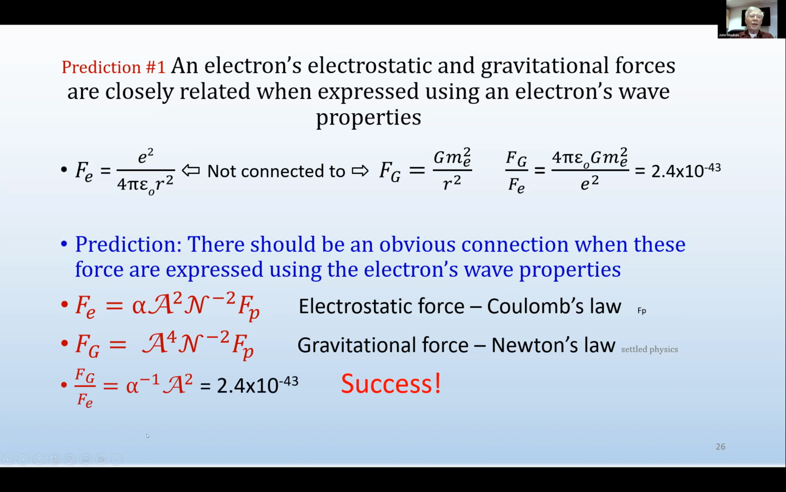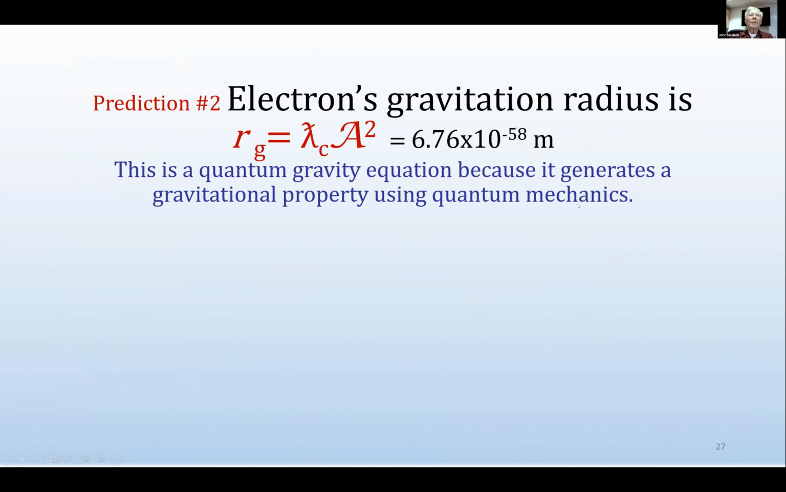Just to test this, we're going to do the ratio of these two forces, the force of gravity divided by the electrostatic force. Looking at this, this is this difference here, and in fact, it makes the exact same force ratio as we previously obtained up here. So we've got a success. I have to tell you, I was quite happy when I first came up with all this, and I thought I was on the right track.